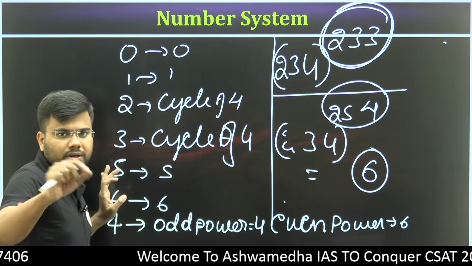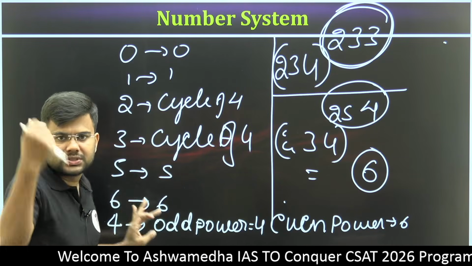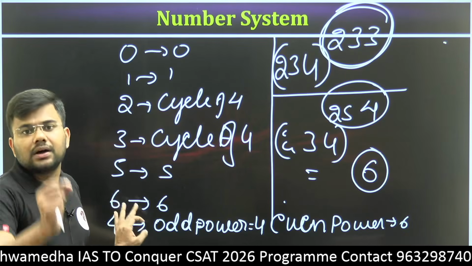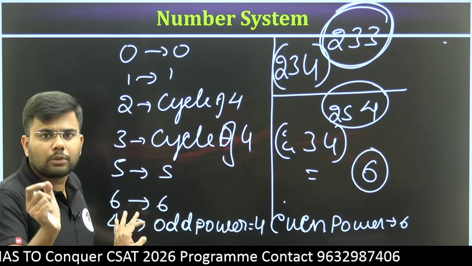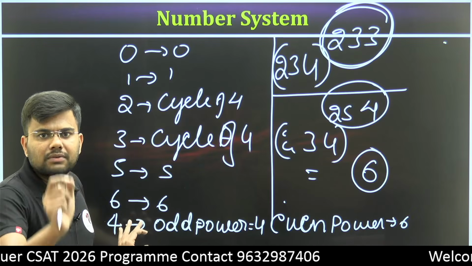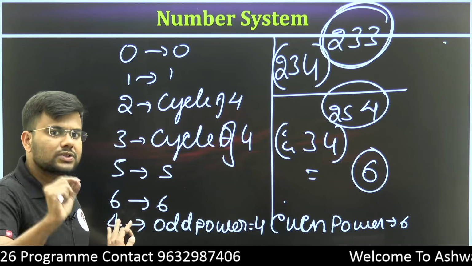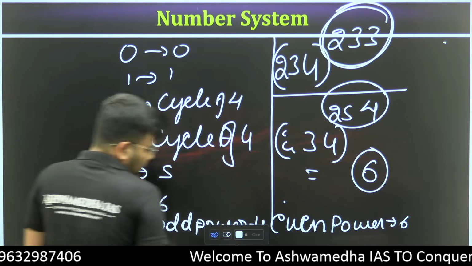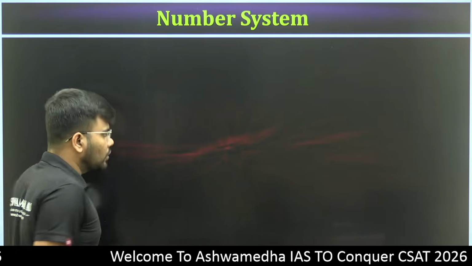If it is 5, the unit digit would be 5 itself. If it is 6, the unit digit would be 6 itself. If the digit in the unit place is 4, then if it is an odd power, the unit digit would be 4, and if it is even power, the unit digit would be 6. I hope it's clear. Look here, guys, these questions have to be thoroughly analyzed.